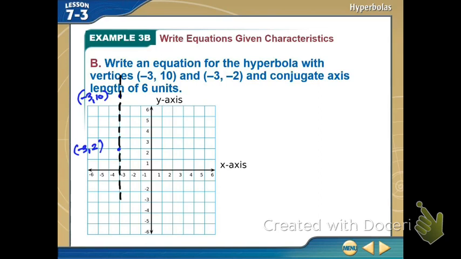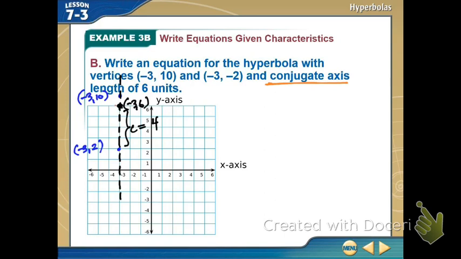And this one, I'm going to do the same thing I did last time. I'm going to look for what point is exactly halfway in between -3, 10 and -3, 2. And that's going to be the point -3, 6. That's the center right there. And that means that this focal length is 4. Last time they told me the transverse axis had a length of 4. This time they're telling me that the conjugate axis has a length of 6.